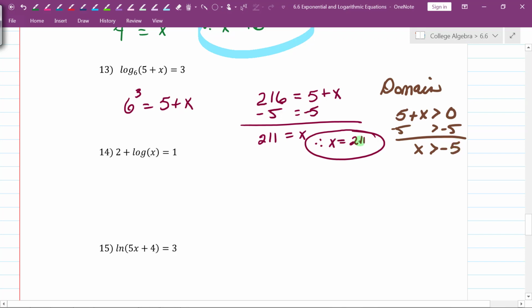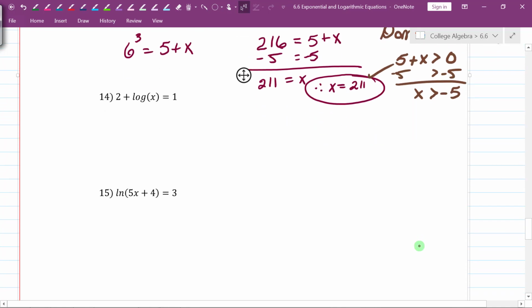Is 211 greater than -5? Yes, it is. Therefore, x equals 211 is indeed a valid solution. Our domain we'll write as -5 to positive infinity. But that is a solution. Let's look at problem 14 next.